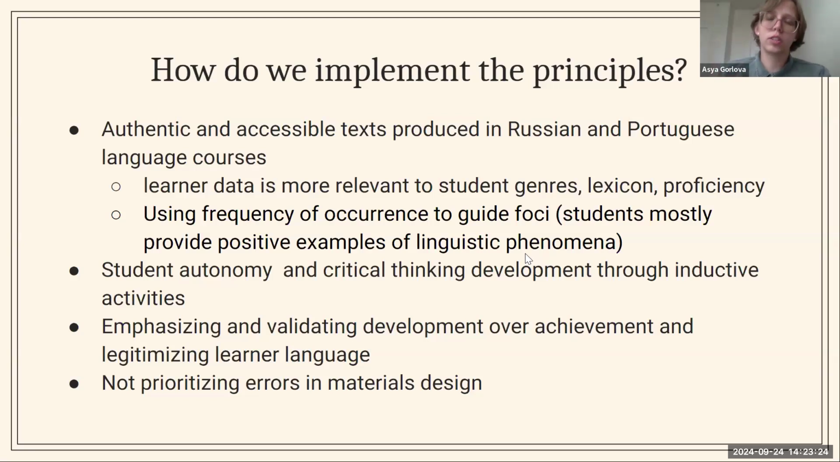So those principles are mainly drawn from various asset-oriented approaches, and we try to implement them in a variety of ways by creating the corpus and creating activities that go with it. And there are four main paths we are following. First, we're trying to create this corpus of authentic and accessible texts that are produced by students of Russian and Portuguese. The texts that students will see in the corpus are relevant to their proficiency levels, to genres that they engage with in the classroom, and with their lexicon.